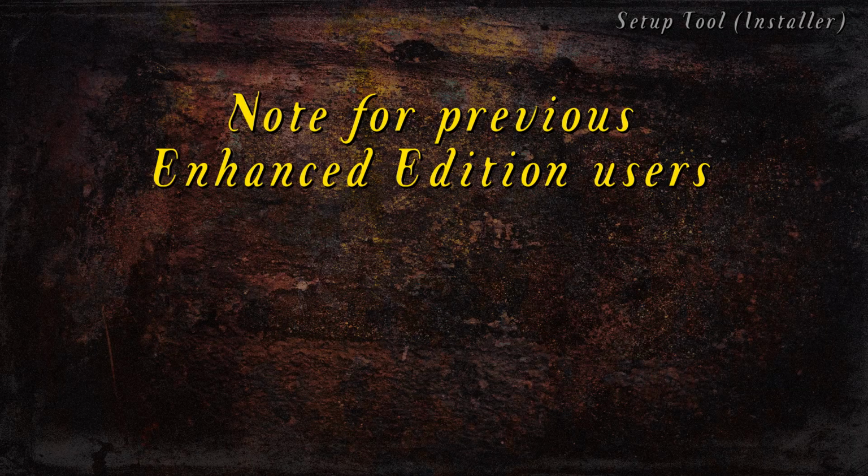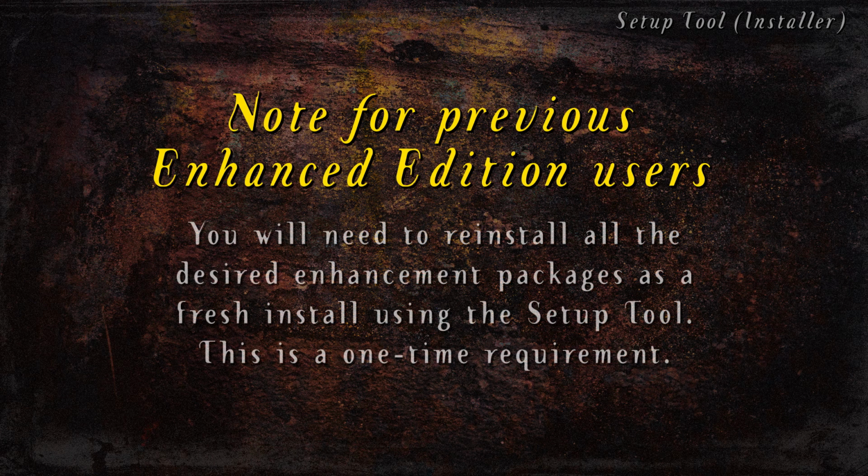With the introduction of the Setup tool, there's one important note to go over though. If you are currently enjoying Silent Hill 2 Enhanced Edition, you will need to reinstall all the desired enhancement packages through the Setup tool for the first time. In other words, the Setup tool will think this is a new install, even if you have previously installed the project files. But don't worry, this is a one-time requirement for those who have previously been using the project. Once the Setup tool goes through the initial installation, it will run in maintenance mode moving forward, so long as you launch the Setup tool through the game's folder.